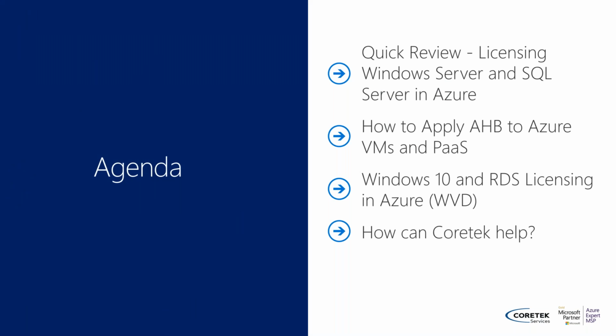What we're going to cover today is that quick review, and then instead of just the what and the why, like I did in part 1, a little bit of the how. How do you actually apply these benefits in Azure and use your licensing for Windows Server, SQL Server, and Azure. Then we're going to get into some of the other licensing in Azure that we didn't cover last time, which is going to be Windows 10 and RDS, remote desktop services. And then we'll let you know how we can help you if you have anything that you need from us. So let's get started here.